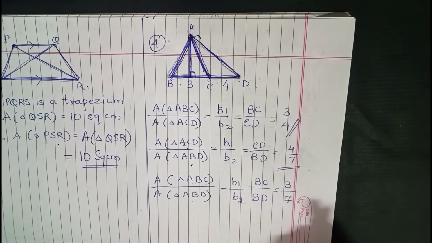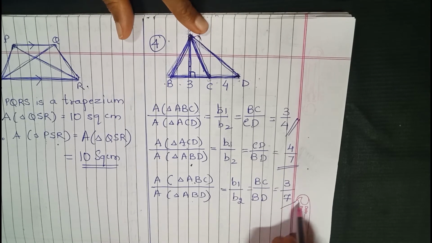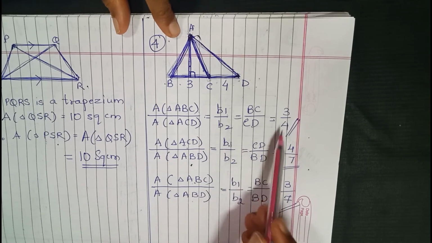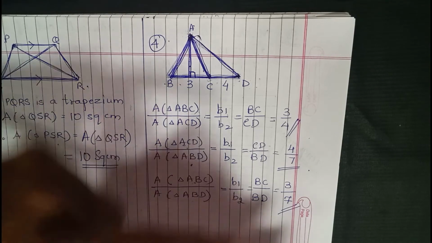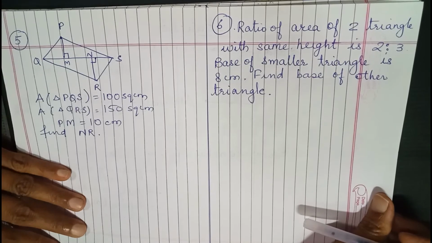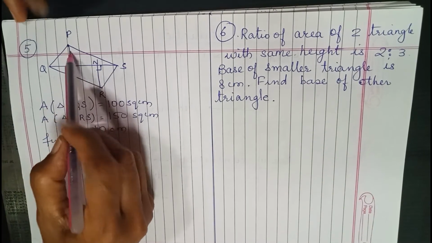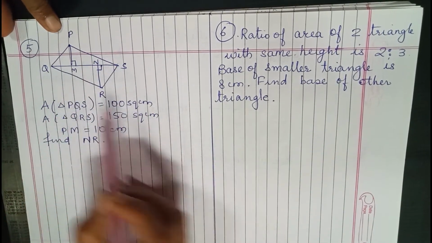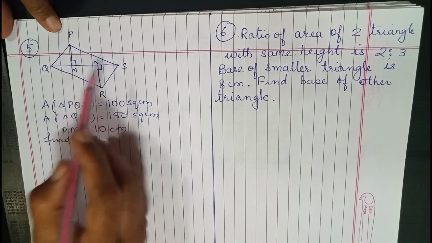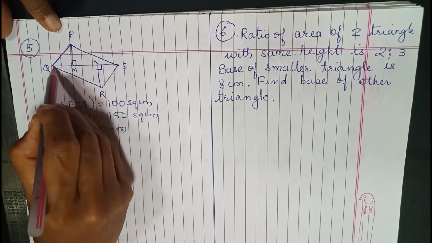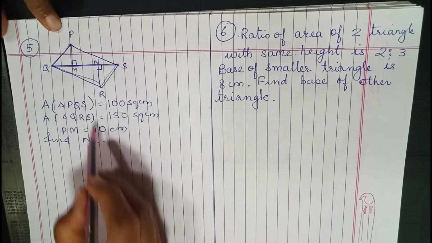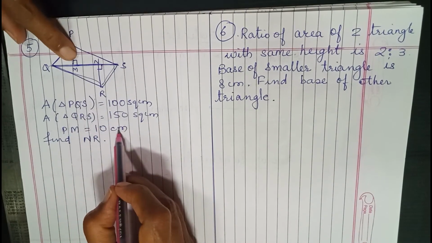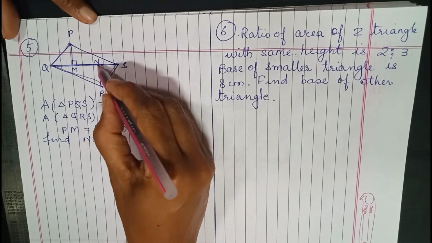So using this formula, you can see we have been able to calculate the ratios of the areas of two triangles. Let's go ahead and solve a few more. Now let us say this is triangle PQS and triangle QRS. Again, you can see in these two triangles we have a common base QS. Now, two areas are given, one PM is given, and we are supposed to find out NR.